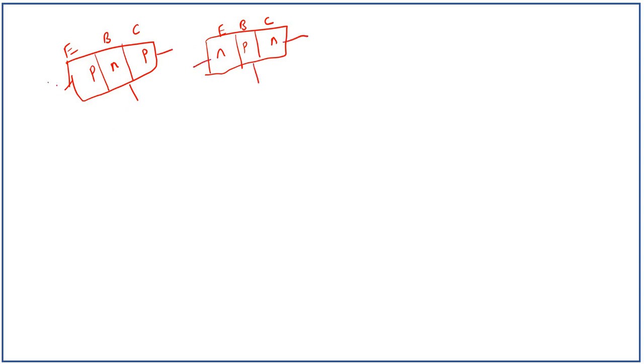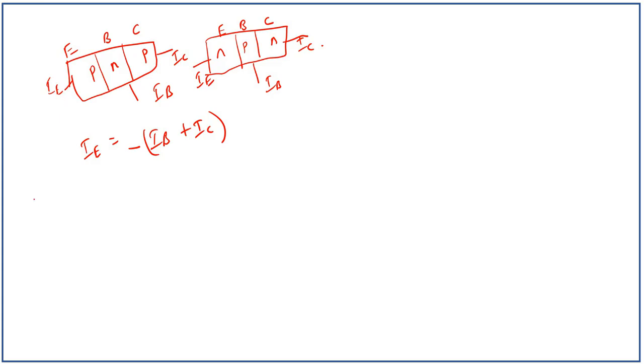So the emitter current is IE, base current is IB and the collector current is IC. The emitter current IE is equivalent to the base current IB plus the collector current IC in magnitude, and it's different in direction. So for NPN transistor we need to give for the emitter base.